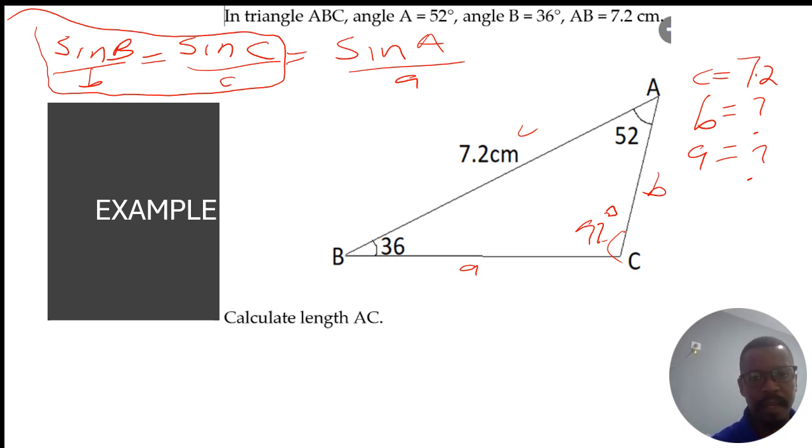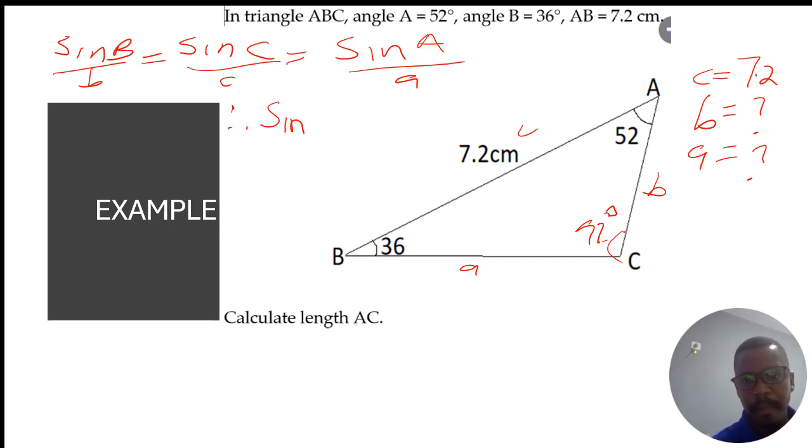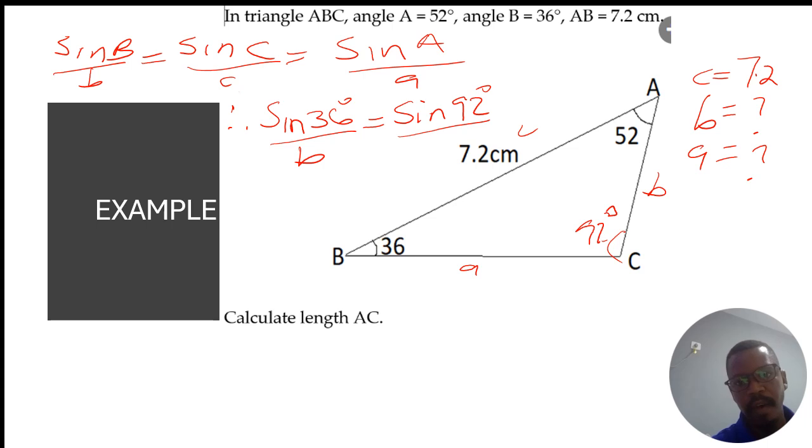I hope we are together then. Therefore, we can say that sine B over small b, which we don't know, should be equal to sine C over small c. Sine C we found to be 92 degrees, over small c, which is 7.2. So in this case, it's a matter of making B the subject of the formula.